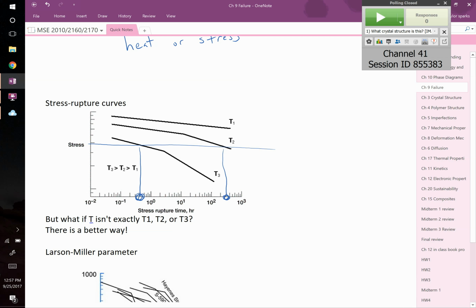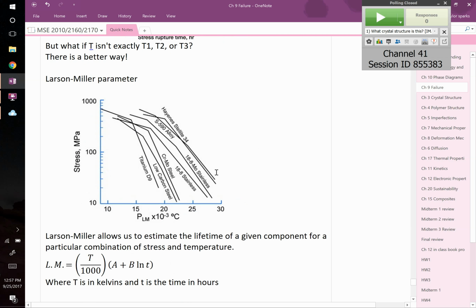But what if your temperature is between, say, temperature 2 and temperature 3? A better way to do this is with something called the Larsen-Miller parameter. You've seen this on the homework, so let me just recap it. The Larsen-Miller parameter is a type of stress rupture curve where you're plotting the stress at which something is going to fail as a function of the Larsen-Miller parameter.